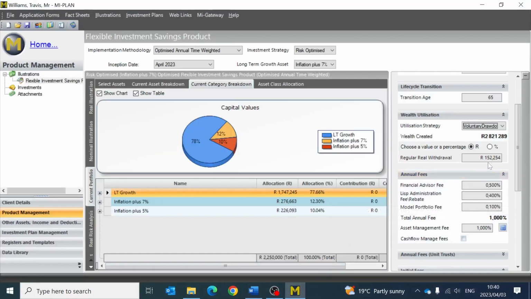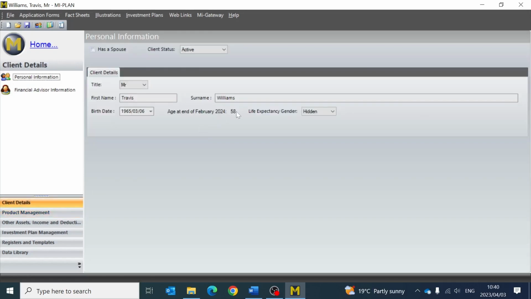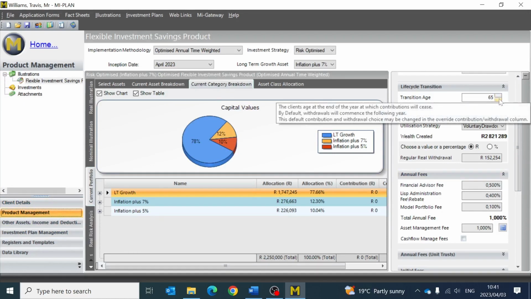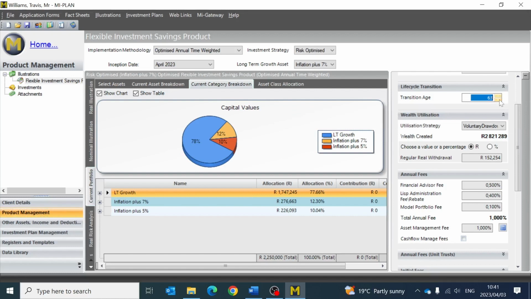All right, so let's actually also have a look at this the other way around. So at the moment, this is the allocation, and that's based on the fact that he is currently 58 and will be retiring at 65. So let's pretend he's not going to be retiring at 65, but that's going to actually be happening at 60. So what do we know here? He's going to start needing an income 5 years earlier than what was initially planned. So we need to start making provision for that.